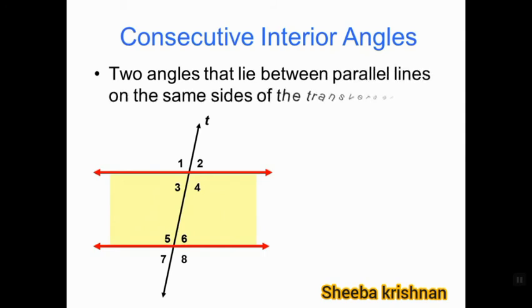Consecutive interior angles. Two angles that lie between parallel lines on the same side of the transversal. So angle 3 and angle 5: angle 3 plus angle 5 is 180 degree. Likewise, angle 4 and angle 6 is 180 degree. So angle 3 and angle 5 are consecutive interior angles. Their sum is 180 degree. Angle 4 and 6 are also consecutive interior angles. Their angle sum is 180 degree.